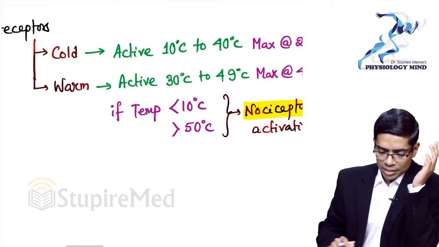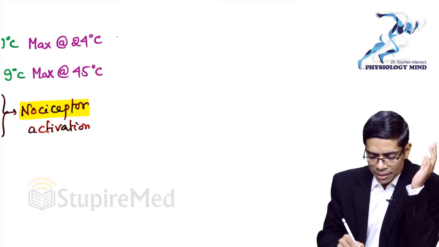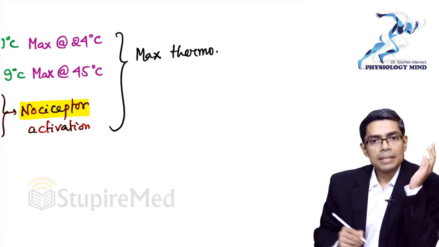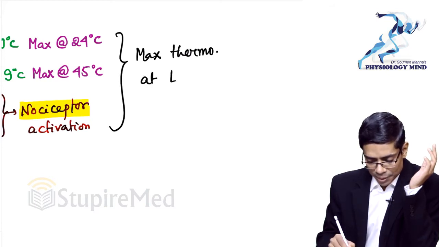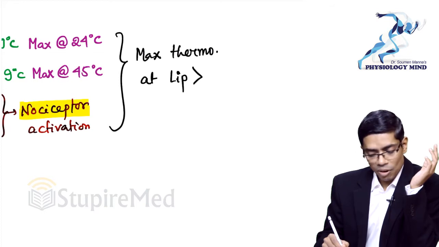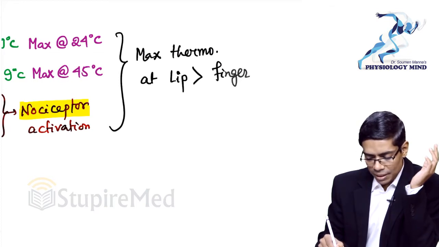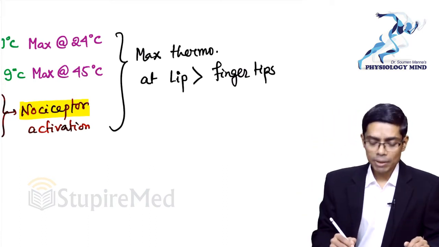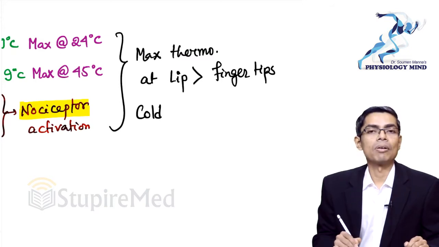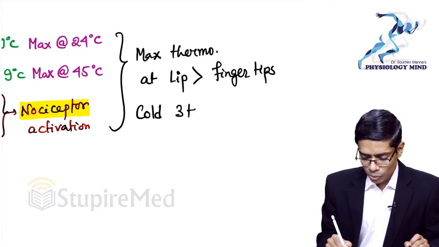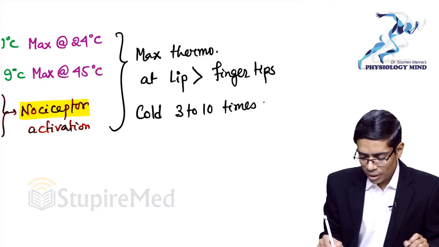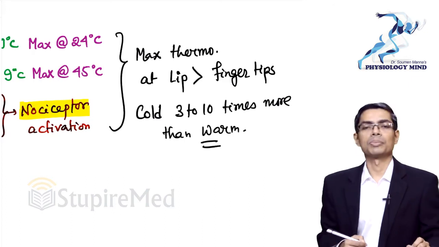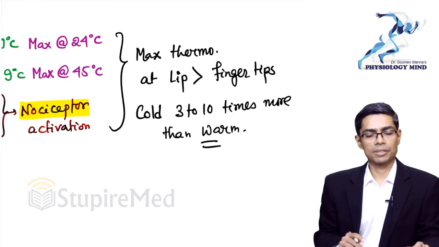Now thermoreceptors are maximally present at the level of the lips, greater than the tip of the finger. So maximally they are present at the level of the lips. And in our body, cold receptors or cold spots are 3 to 10 times more than warm receptors or hot receptors. So please remember these few pieces of information about the thermoreceptor.